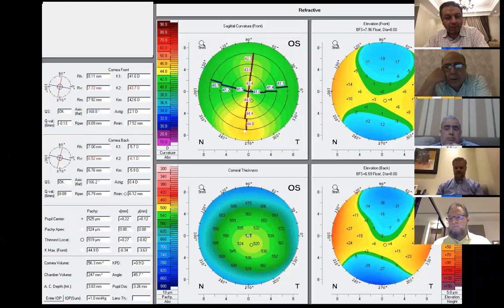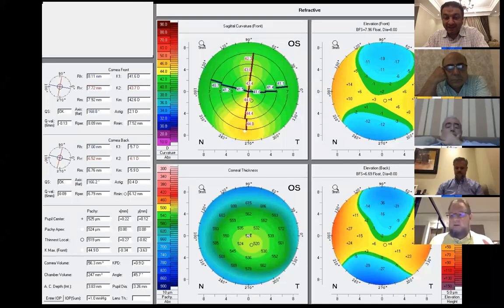Is he a contact lens user, Dr. Mazen? No, he is not. Okay. Yes, this is one of the factors. We were talking about the forme fruste. Can we call this case a forme fruste keratoconus?